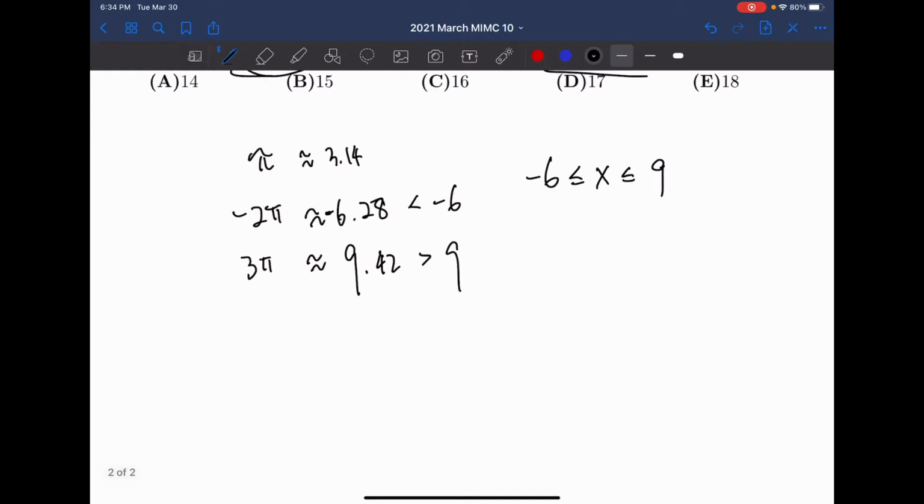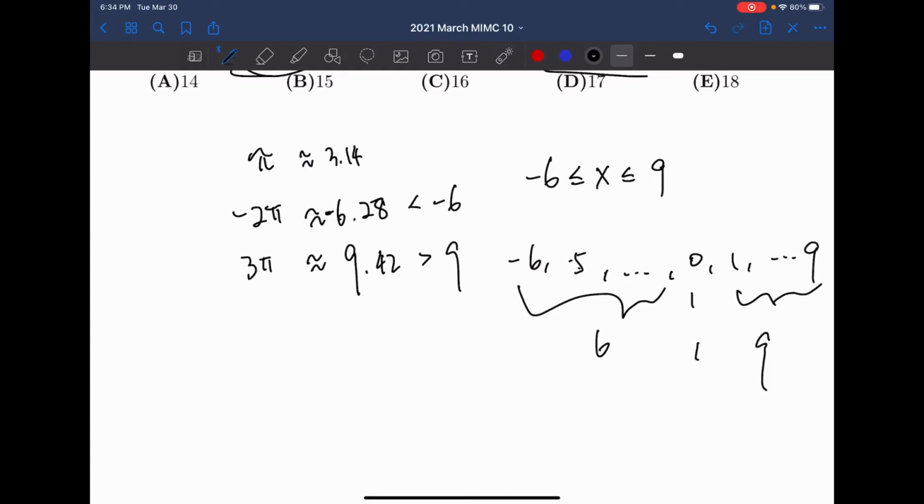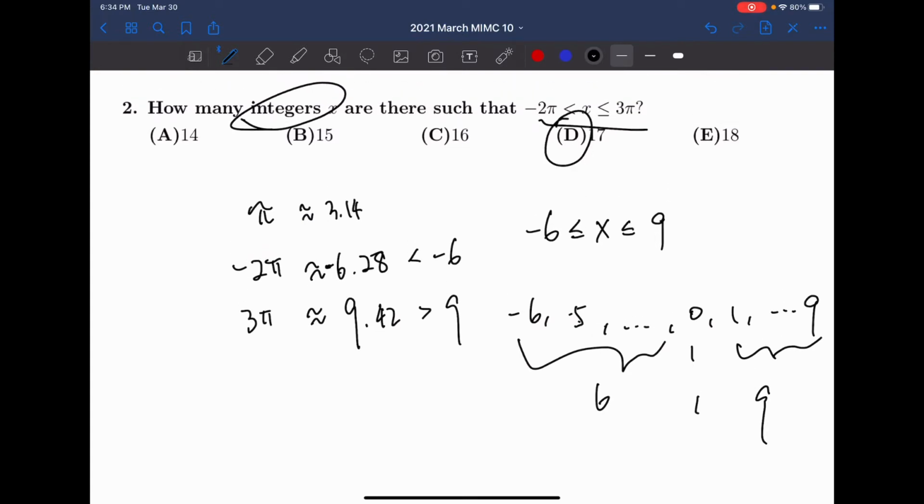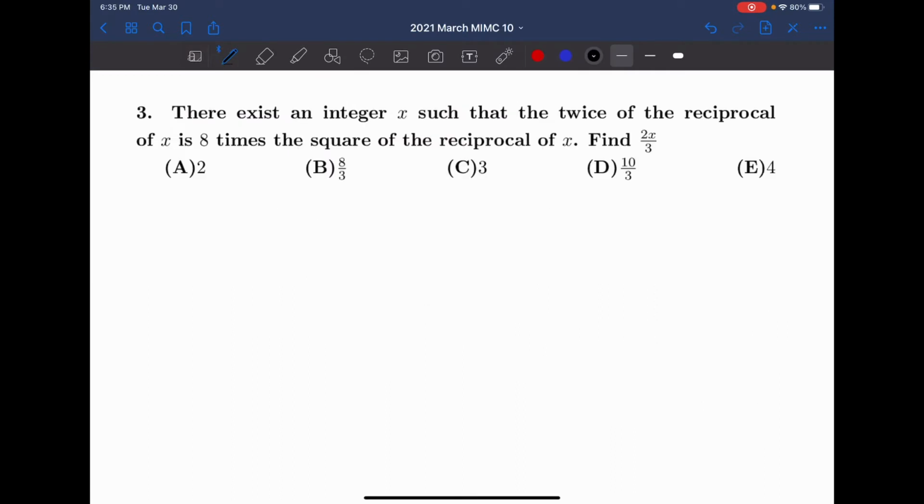That will give us all of the solutions from negative 6 all the way to 0, 1, and all the way to 9. That's 6, 1, and 9 solutions, and in total we will have 17 solutions. And now we can go over number 3.